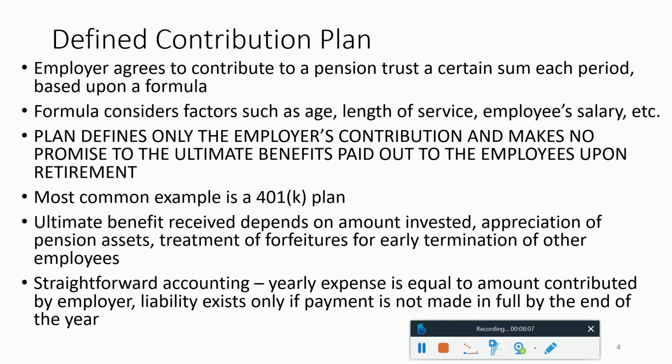Now, the other nice thing about defined contribution plans is that this accounting is very straightforward. And it's very straightforward because the yearly expense that the company incurs is equal to the amount that they contributed. And a liability is going to exist only if payment is not made fully by the end of the year. So basically, there's a two-line journal entry that is going to be recorded here, and it's basically going to be debit your 401k expense, and then either credit cash or credit a liability account.